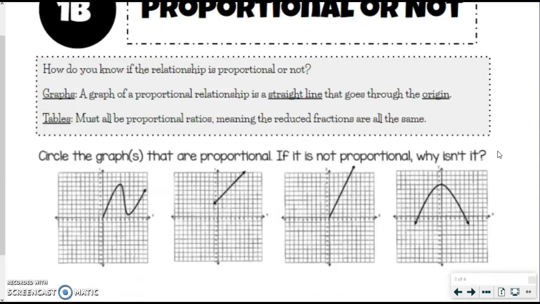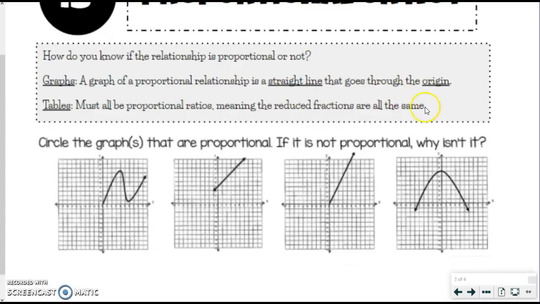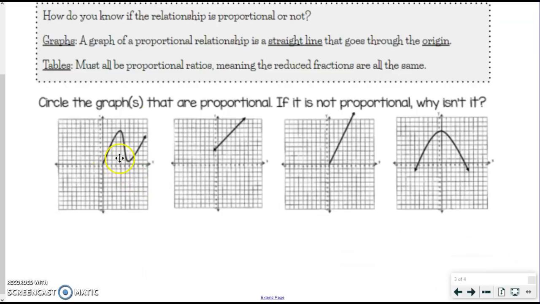So let's focus on the graphs first. It says to circle the graph or graphs that are proportional. If it is not proportional, why isn't it? With graphs, again, two things: we're looking for straight lines that go through the origin. This first one is definitely not a straight line, so I don't even have to look any further, even though it does go through the origin. It is not a straight line, so not proportional. You can just write "not a straight line" as your reason why it's not proportional. If you want to put yes, no, whatever, that's fine, but that's the reason.